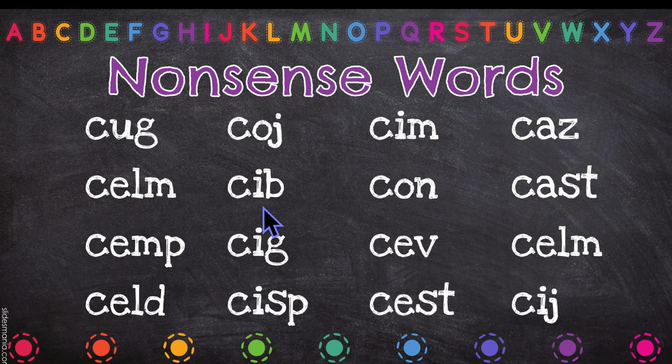E, I, or a Y? Yes. So we want the soft C, the second sound. S, sib. E, I, or a Y? No. We want the hard C, the first sound. K, on, con. E, I, or a Y? No. Try the first sound. K, ast, cast. Is this an E, I, or a Y? It is. So we try the second sound. S, semp.